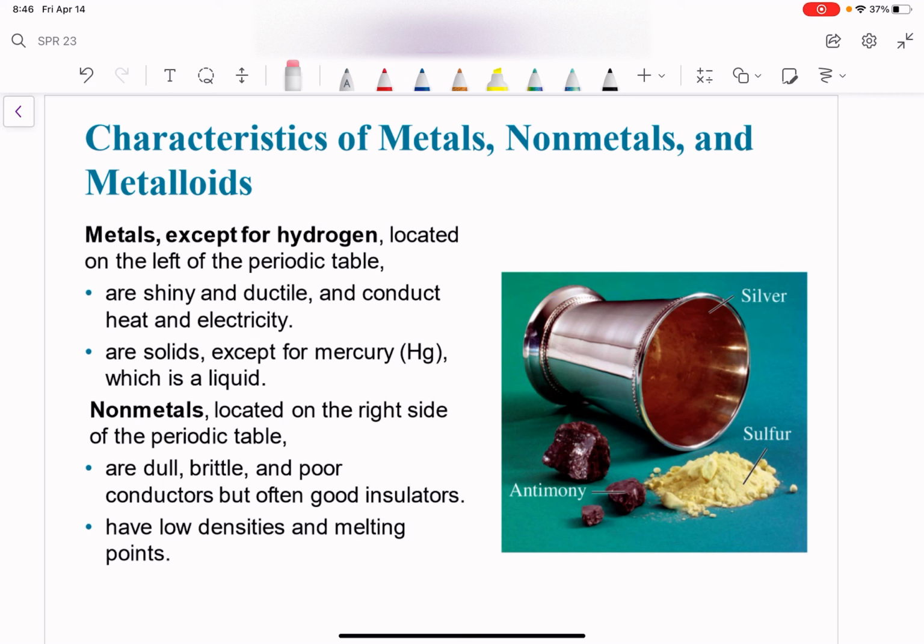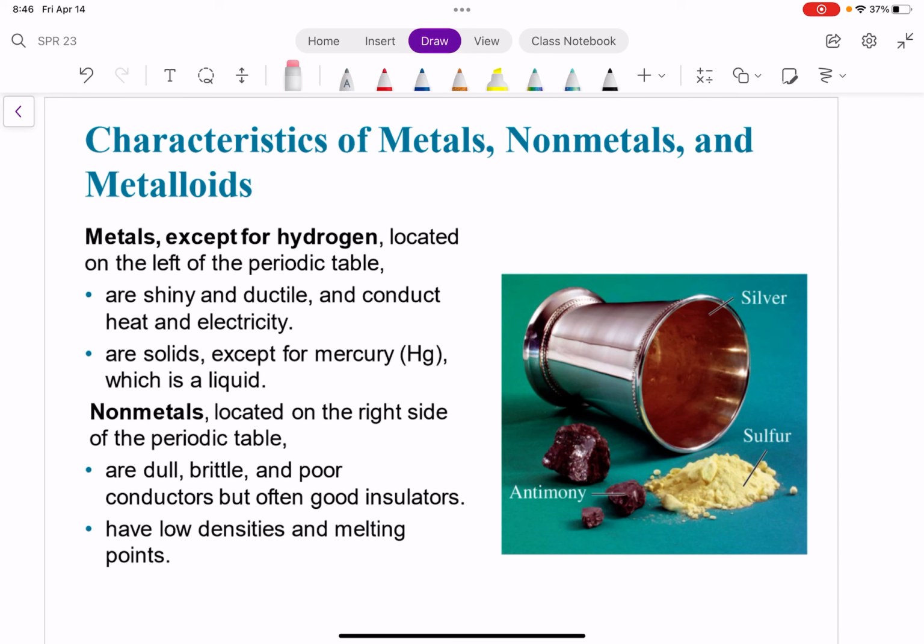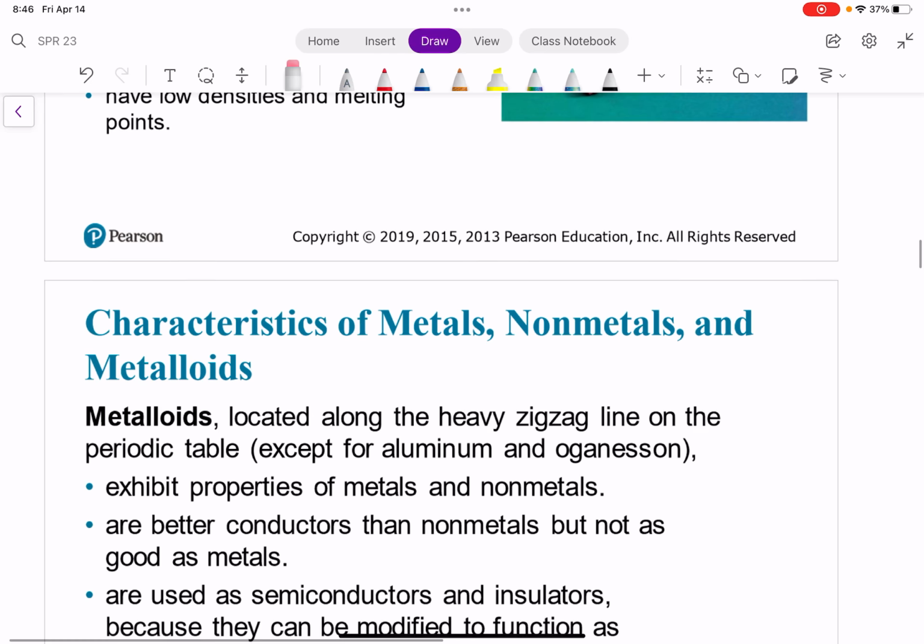Then there are nonmetals, which are on the right side of the periodic table. They're dull, they're brittle, they're not good at conducting electricity, and they're very good insulators. And then they have low densities and melting points. You don't need to memorize all this. It's just some common characteristics.